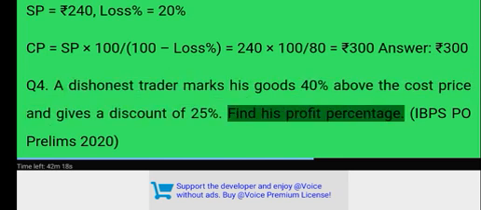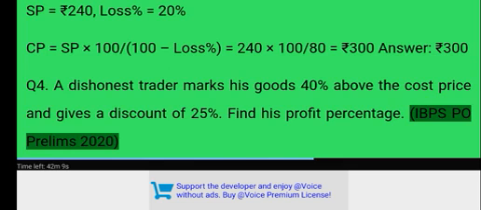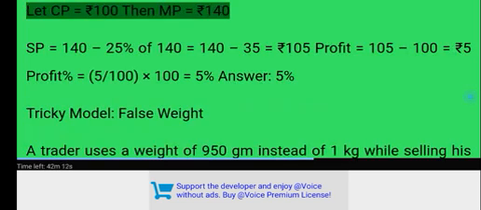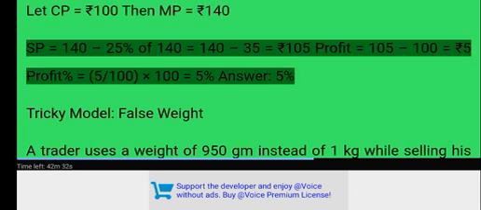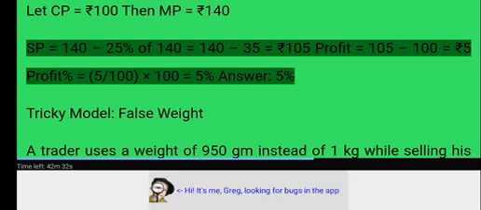25%. Find his profit percentage. IBPS PO Prelims 2020. Let CP equals 100 rupees, then MP equals 140 rupees. SP equals 140 minus 25% of 140, equals 140 minus 35, equals 105 rupees. Profit equals 105 minus 100 equals 5 rupees. Profit percent equals 5 over 100 times 100 equals 5%. Answer, 5%.